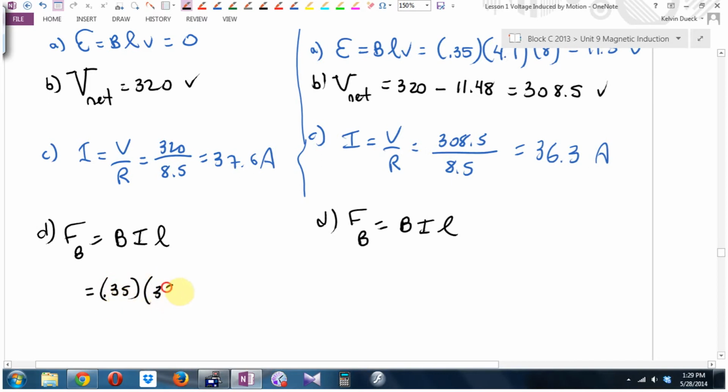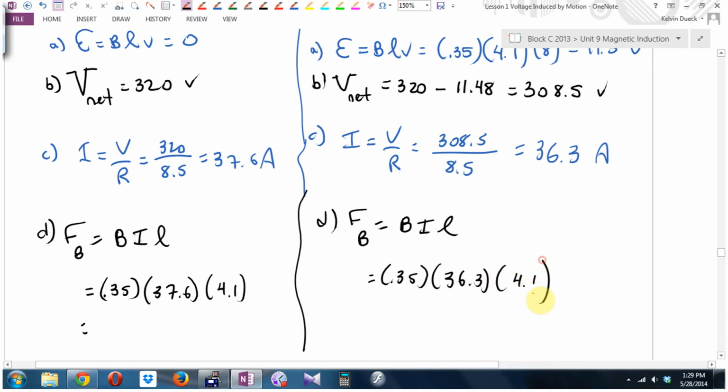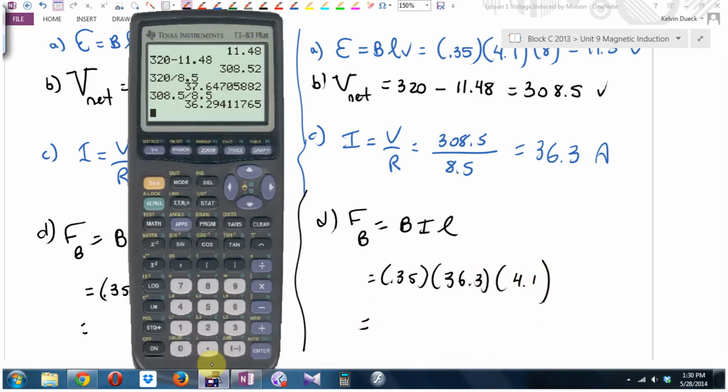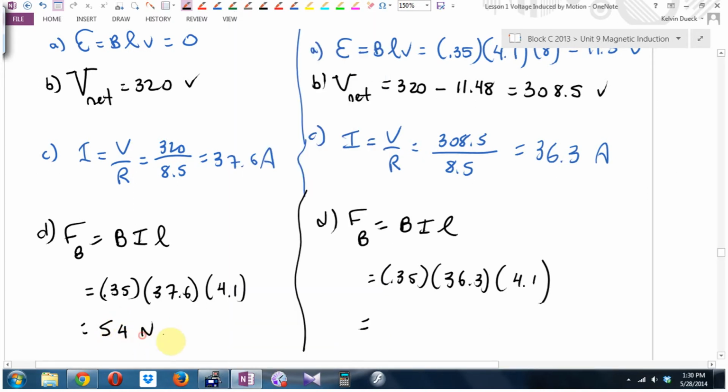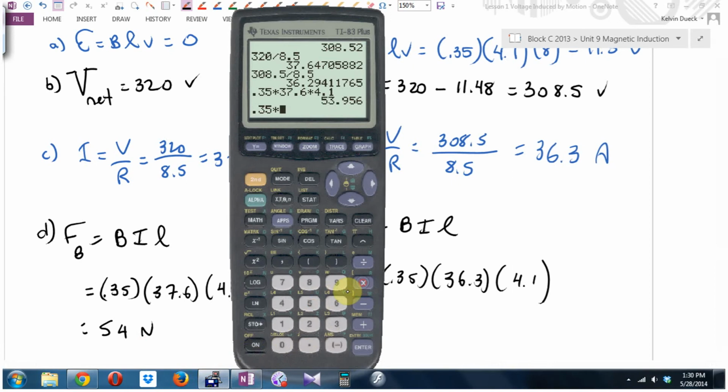Here the current is 37.6. Length is 4.1 meters. This is going to be 0.35. Here the current is 36.3. Length is 4.1 meters. 0.35 times 37.6 times 4.1 is 54 newtons. 0.35 times 36.3 times 4.1 is 52 newtons.